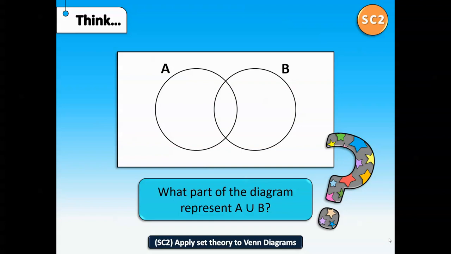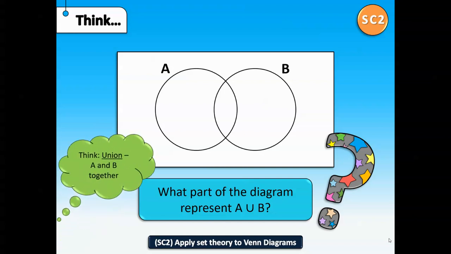What part of the Venn diagram represents A union B? Well, the union means everything in A and everything in B. So it's the two circles.